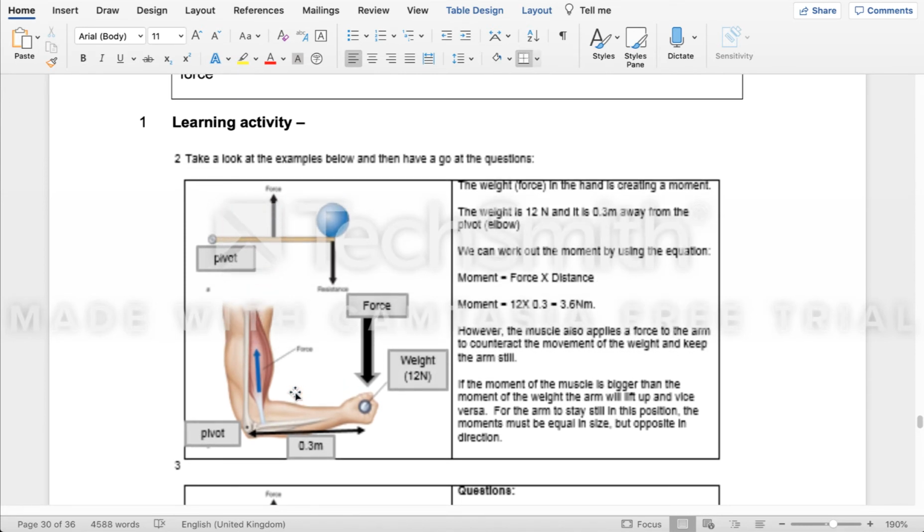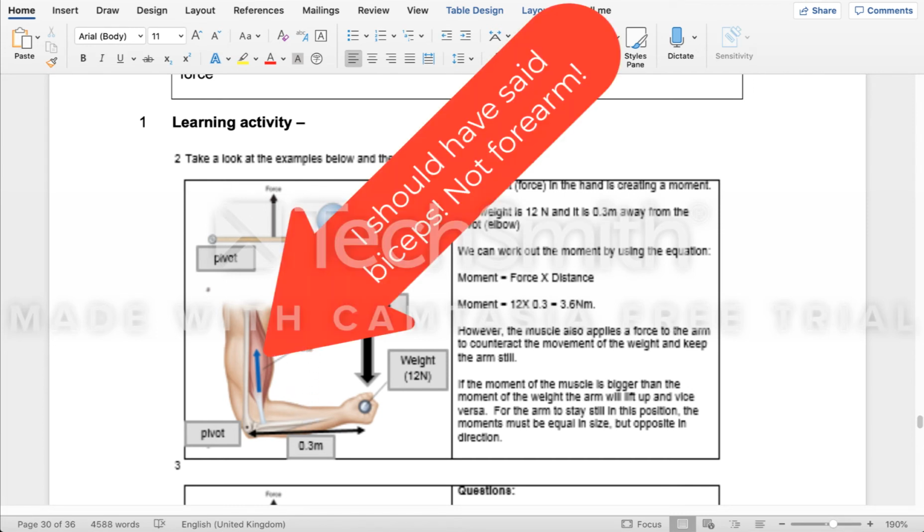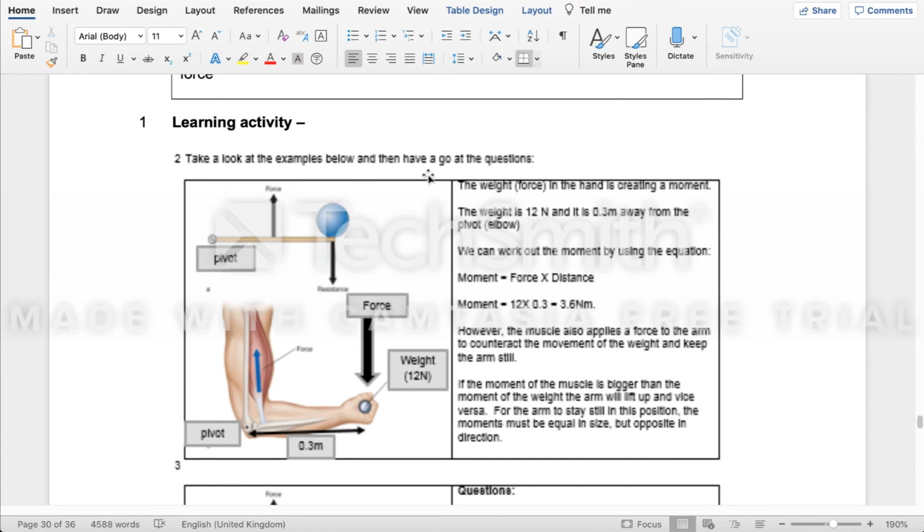All right, so here's a problem. You have the arm, and it shows you where the pivot point is. The pivot is going to be right at your elbow, and you have a force going downwards. You have a weight. The force going downwards is 12 newtons, and you have your pivot, which is your elbow, and an upward force, which is actually coming up from your forearm. So the weight is 12 newtons, and it is 0.3 meters away from the pivot. Just like before, we can work out the moment by using the equation moment equals force times perpendicular distance.